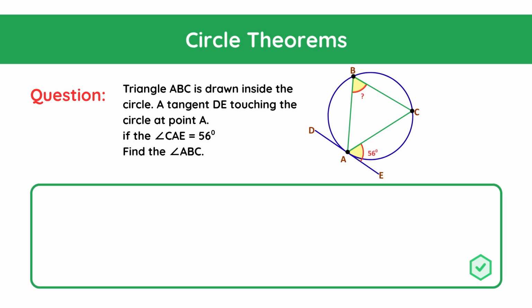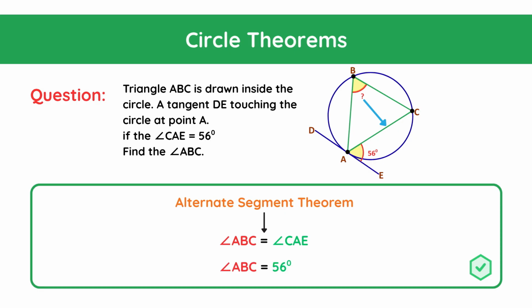The angle ABC is in the segment on the opposite side of chord AC from the tangent. So by the alternate segment theorem, angle ABC equals angle CAE. That gives us angle ABC equals 56 degrees. Just like that, no calculation. Once you spot the alternate segment, the answer drops straight out.